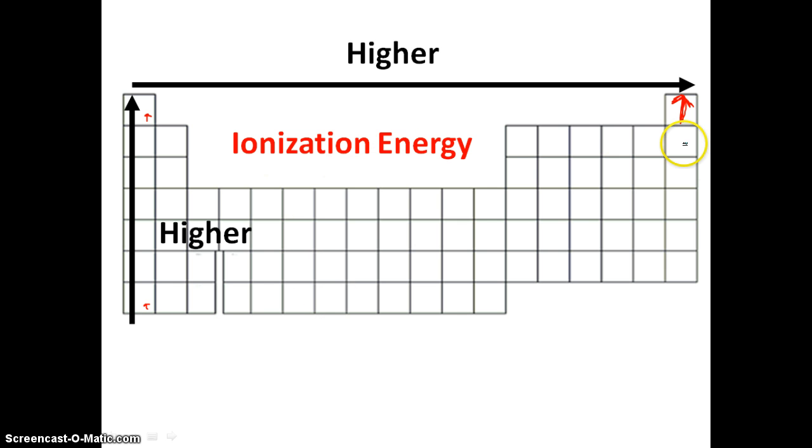So the reason it's higher to the right of the table on this end is because it's almost filled. It's so close to being filled, it just needs a few more electrons. So it doesn't want to lose any, it wants to gain more. So it's not going to allow you to steal electrons from it very easily.